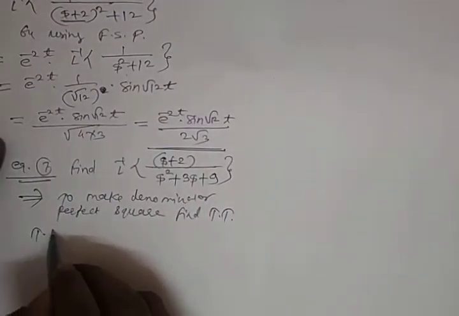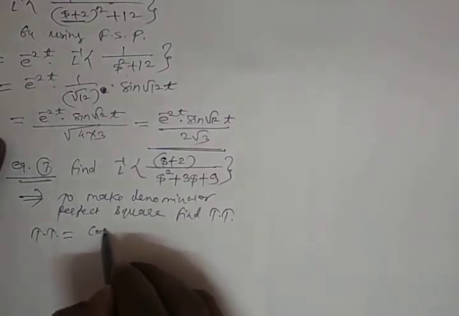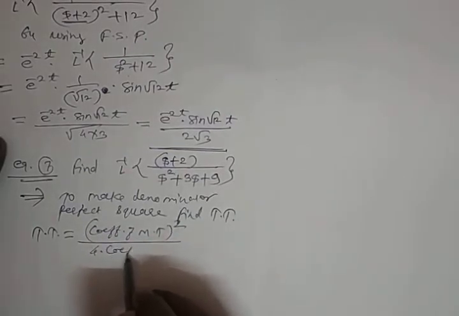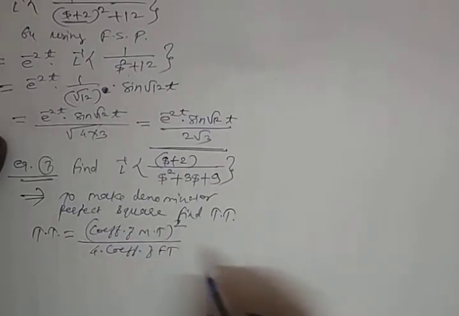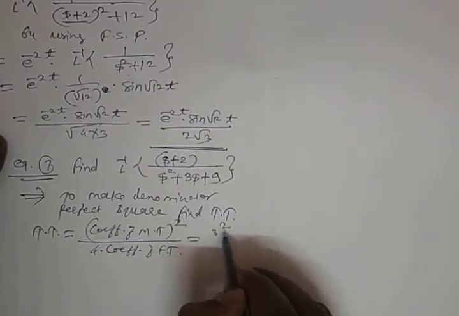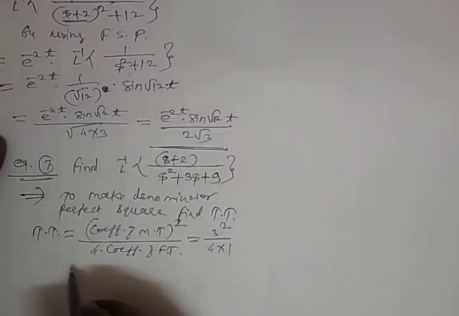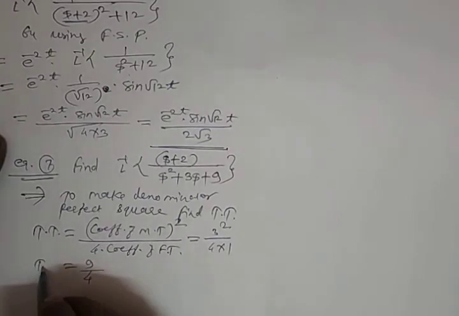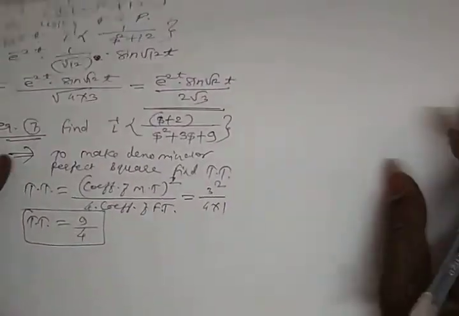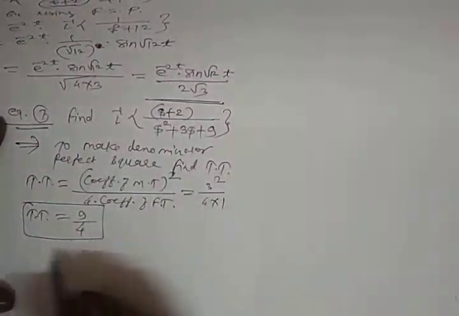So the third term is equal to the coefficient of the middle term squared upon 4 into the coefficient of the first term. What is the coefficient of the middle term? 3 square upon 4 into 1, that is 9 upon 4. So this is the third term. Now add this third term and subtract this third term from the given question, from the denominator.